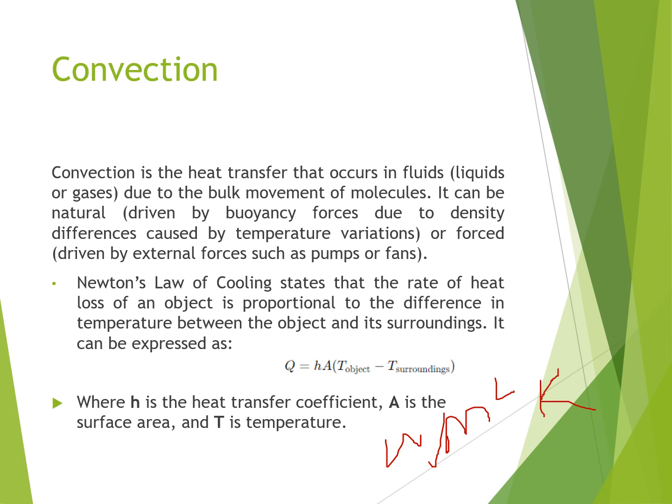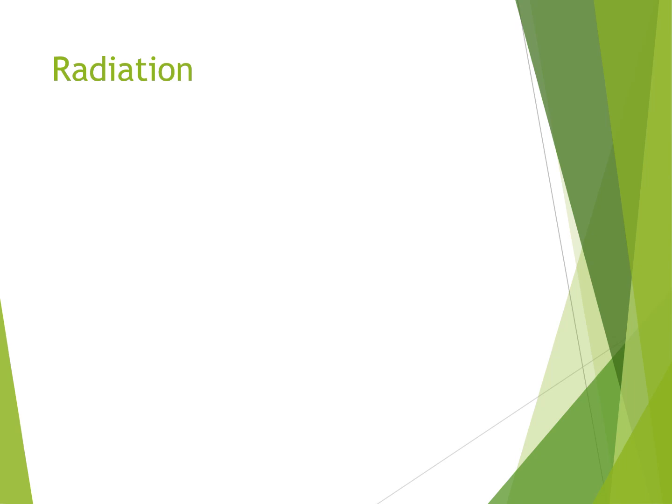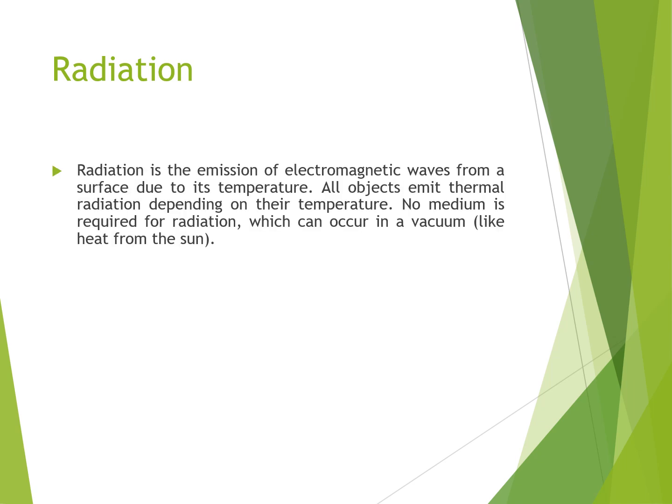So the difference between thermal conductivity and the convective heat transfer coefficient is an extra distance square. Okay, but you will see that the unit of heat rate is always watt. Then radiation, which happens due to the electromagnetic waves from a surface. So all objects will emit a thermal radiation.